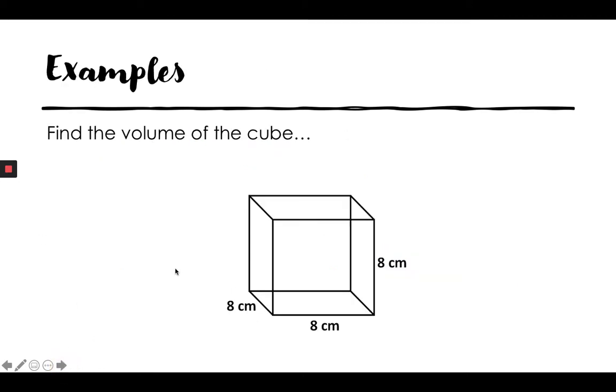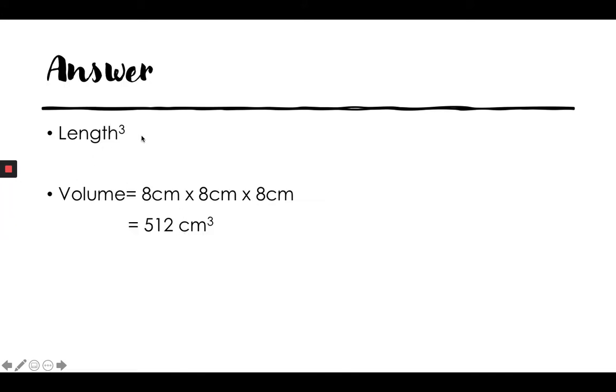Let's find the volume of this cube. Take a moment and put me on pause. Okay, it is length to the power of 3, or it could be side times side times side, and we know all of the sides are 8 centimeters. When you go 8 times 8 times 8, you get 512. And then when you go centimeter times centimeter times centimeter, you get centimeters cubed.